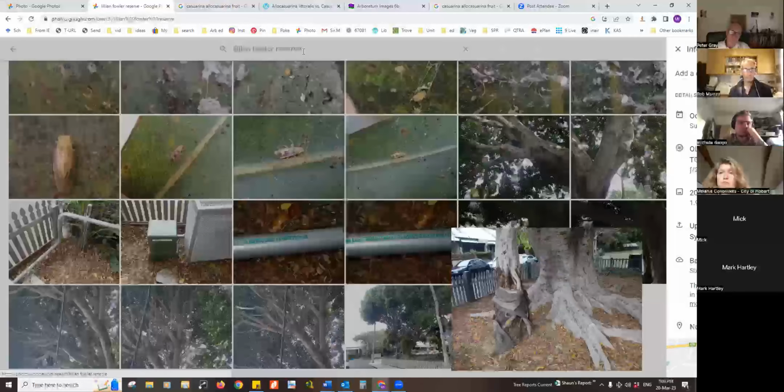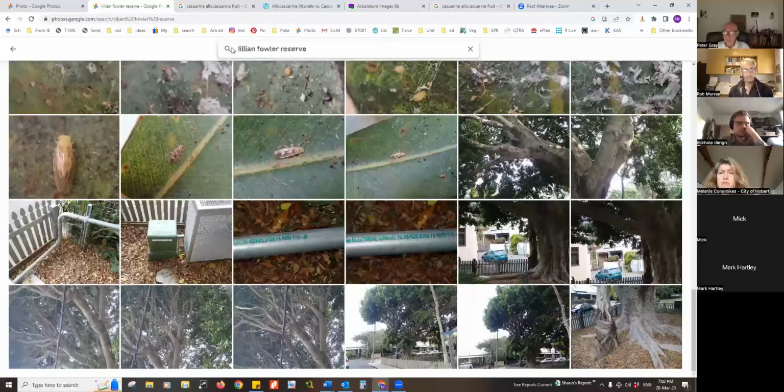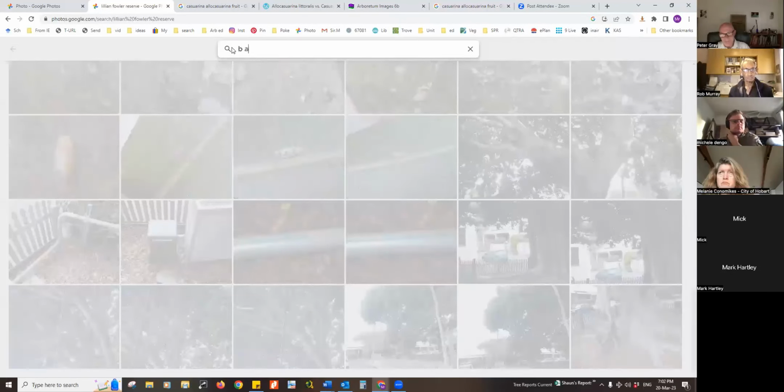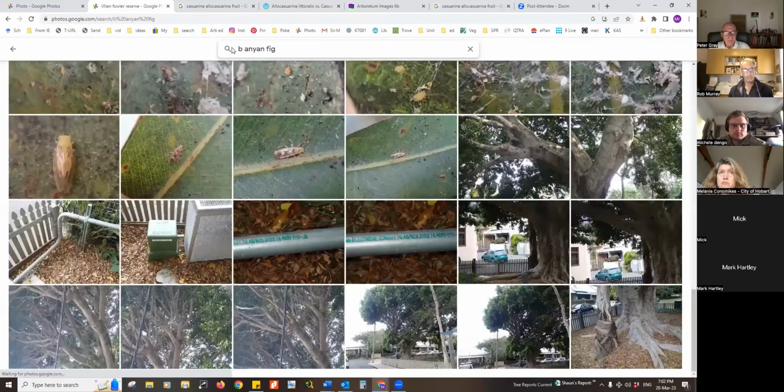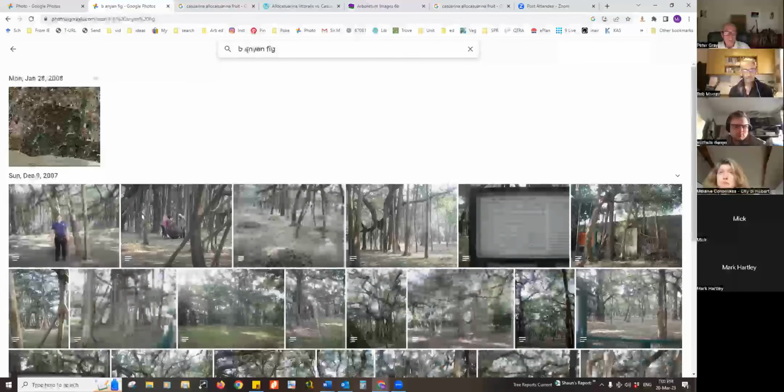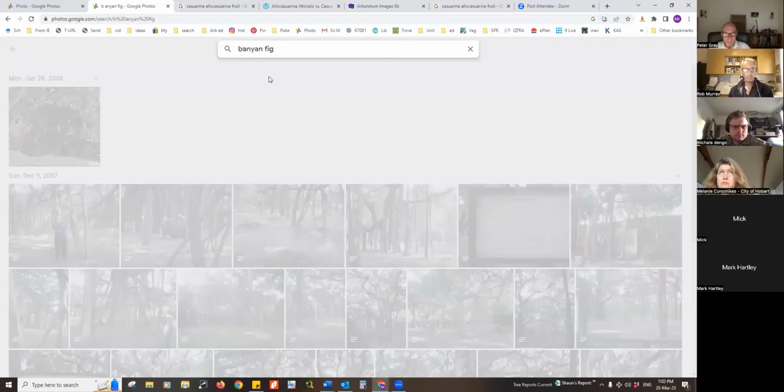And I can show you a nice little one. I think I've got it here. Banyan fig. Well, banyan figs everywhere. Yeah, it still came out. You can get out what I was trying to type.